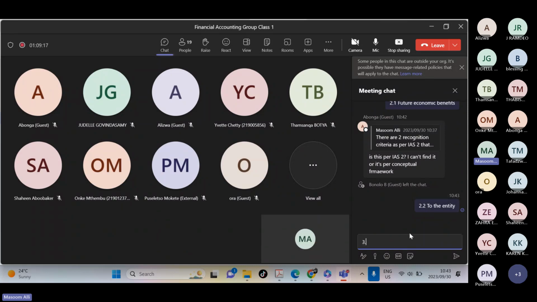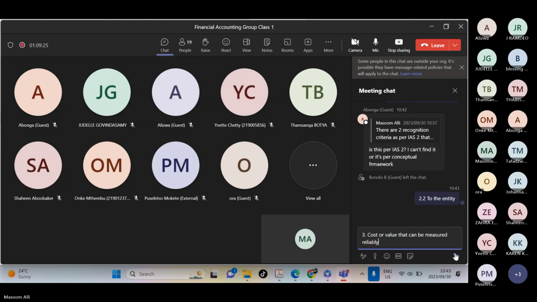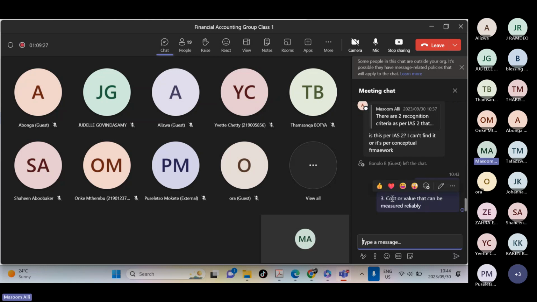And then the third one is cost or value that can be measured reliably. The cost part is easy, right? It has a cost that can be measured reliably. This is just in most cases when we buy something, there's the cost. We calculate the cost in terms of IS2, no complication there, right? But the standard also talks about a value.